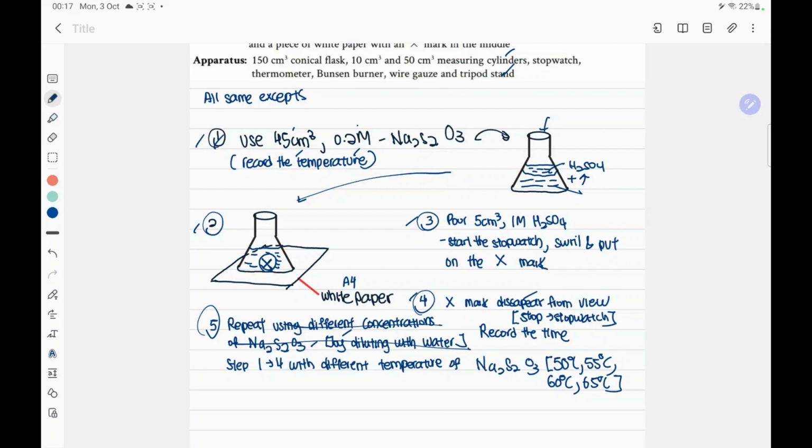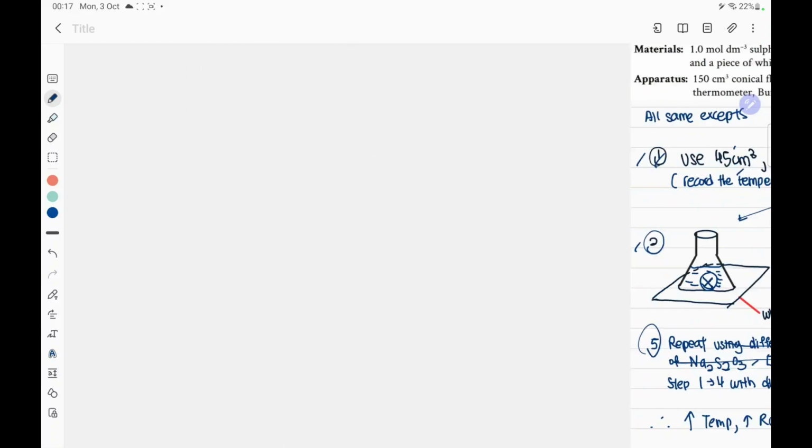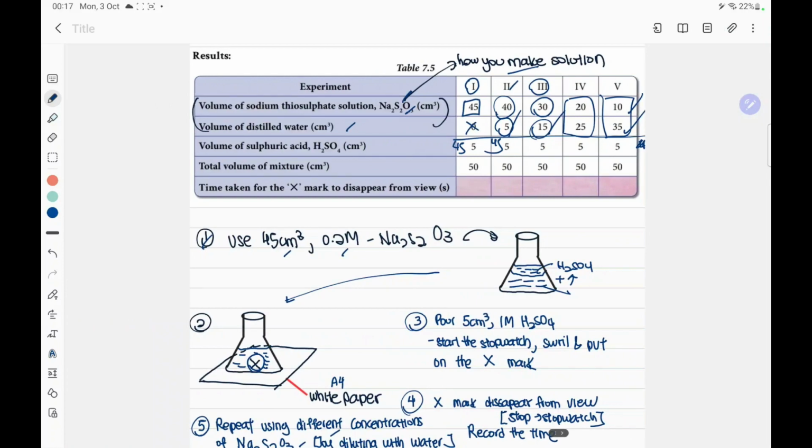Bear in mind, you need to have a minimum of 5 readings. So in here, what we can conclude is that the higher the temperature, the higher the rate of reaction. Okay, so this is how you can see the experiment setup.